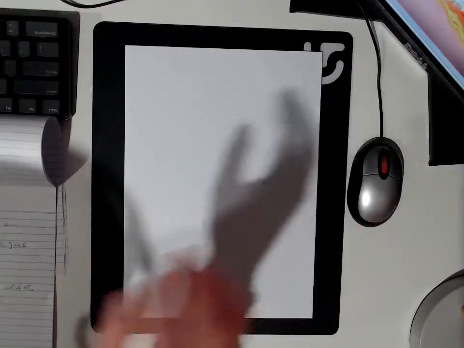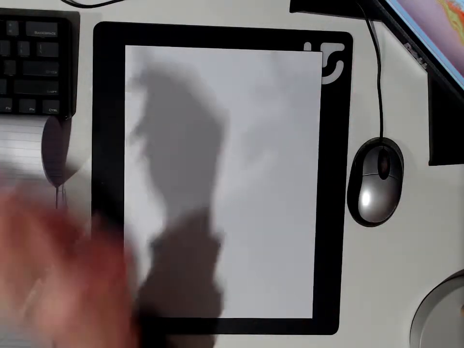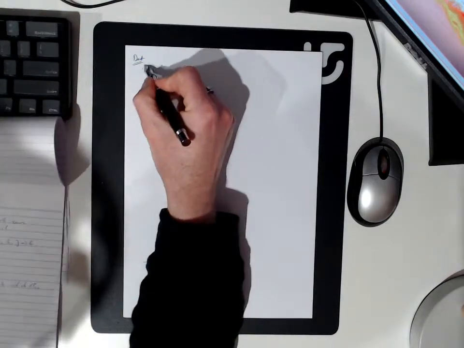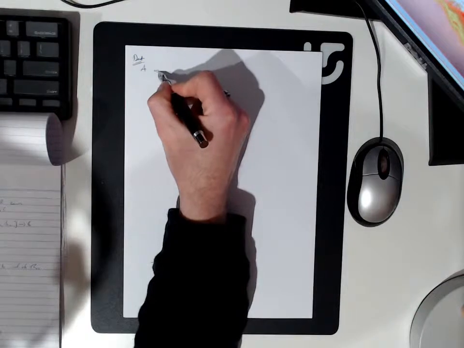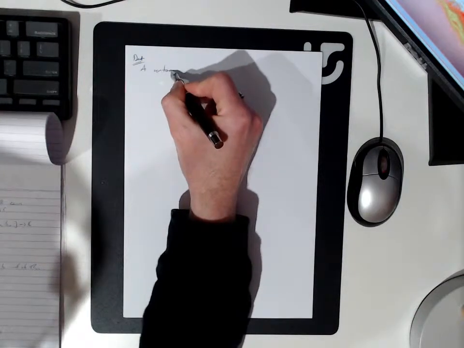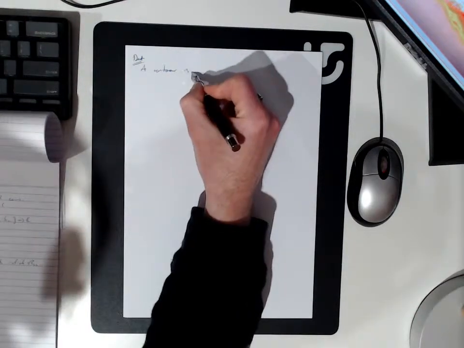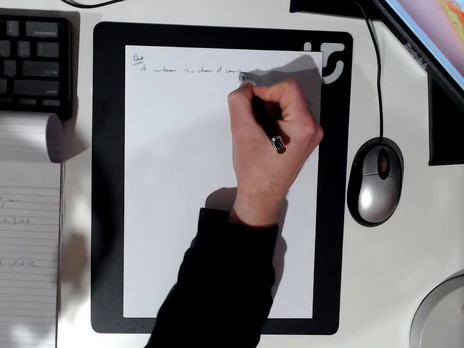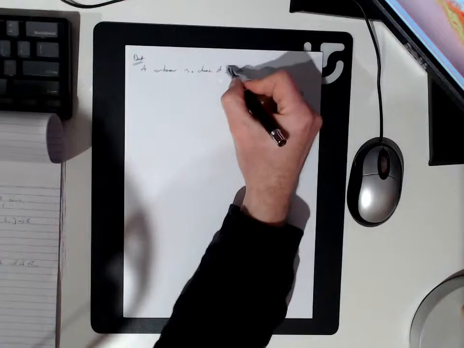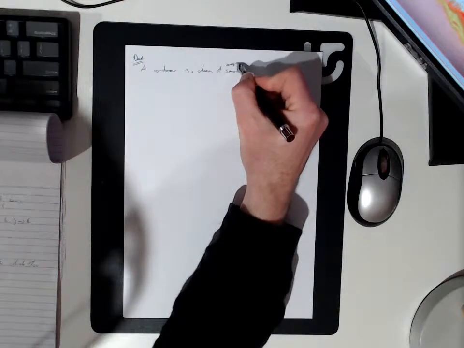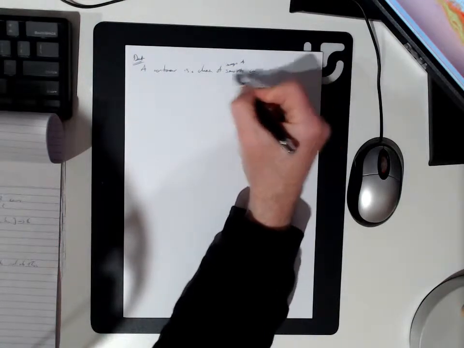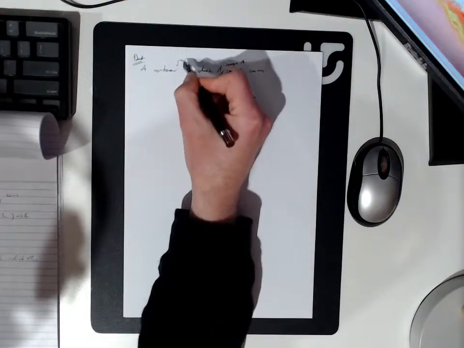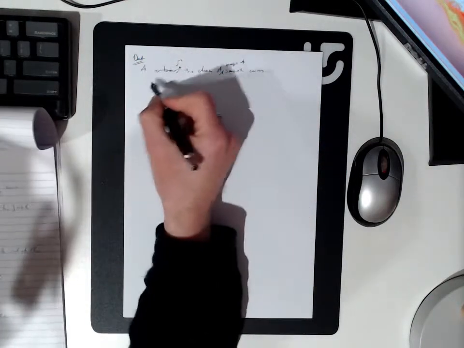Right, back to it. Definition. A contour is a chain of smooth curves. It's a chain of images of smooth curves. A contour is usually denoted with a gamma.